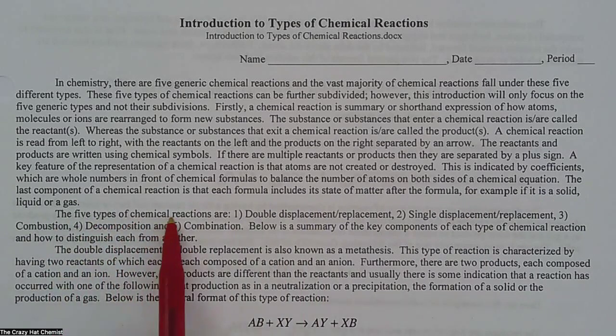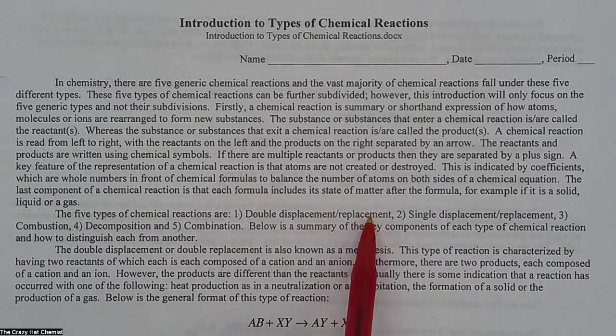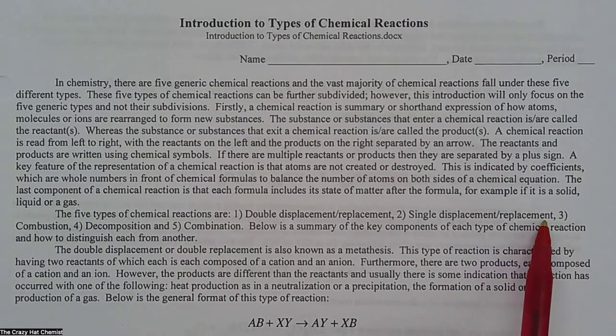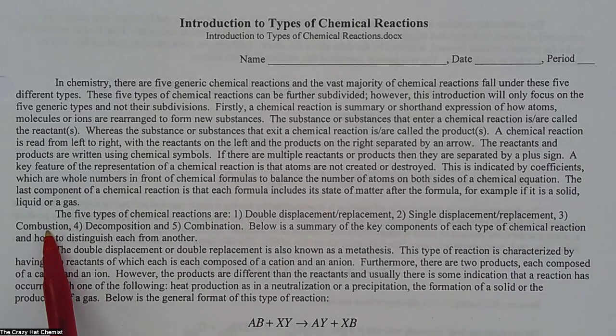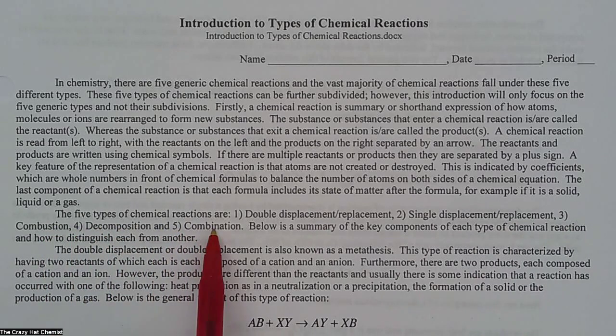The 5 types of chemical reactions are: number 1, double displacement or replacement. Another name for this is a metathesis. Number 2, single displacement, single replacement, or a substitution. Number 3, combustion. Number 4, decomposition. Number 5, combination or synthesis. Below is a summary of the key components of each type of chemical reaction and how to distinguish each from another.